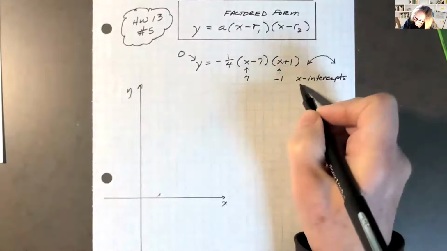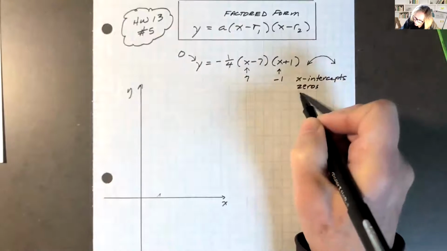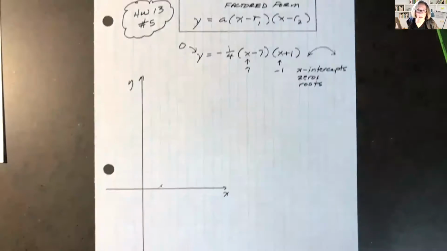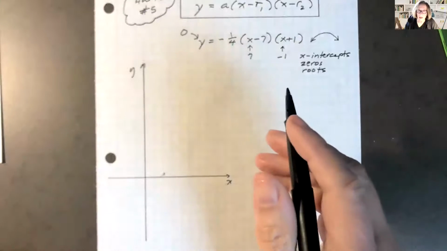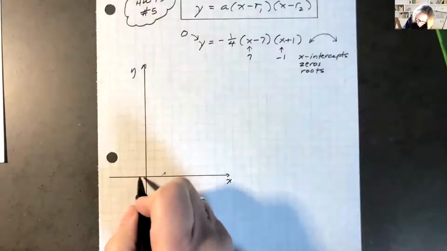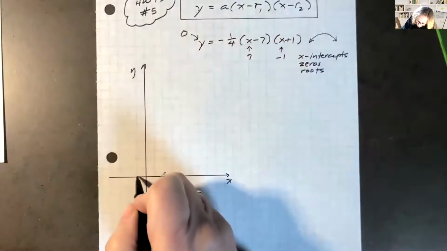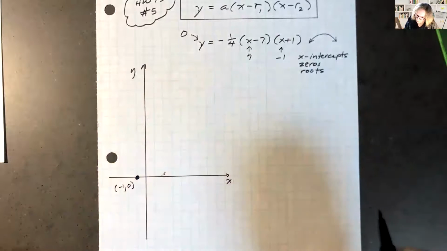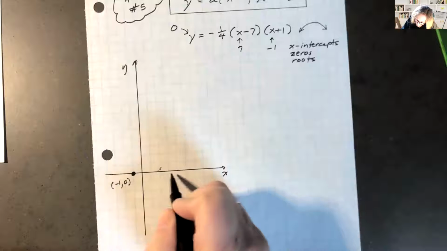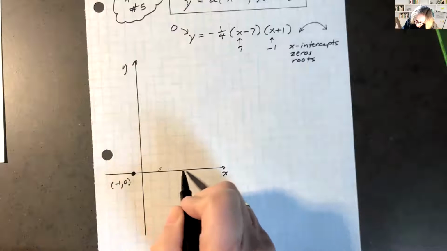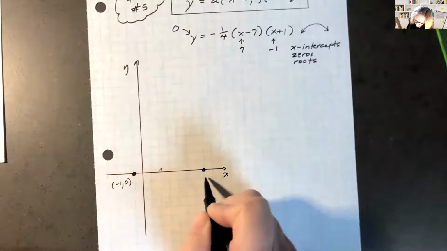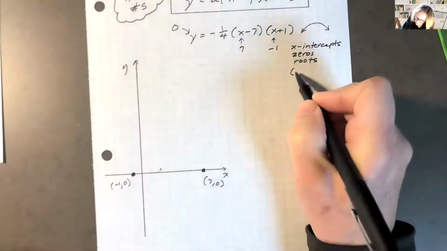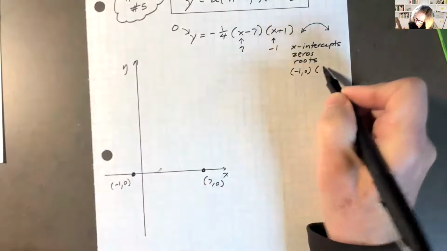Okay, another name for those is the zeros of the function or the roots, root 1, root 2, it doesn't matter. So we're going to plot those points on the coordinate plane here. So I'm at negative 1 on the x-axis, so negative 1, 0. And I'm over at 1, 2, 3, 4, 5, 6, 7. At 7, 0. So the x-intercepts here are negative 1, 0, and the ordered pair 7, 0.